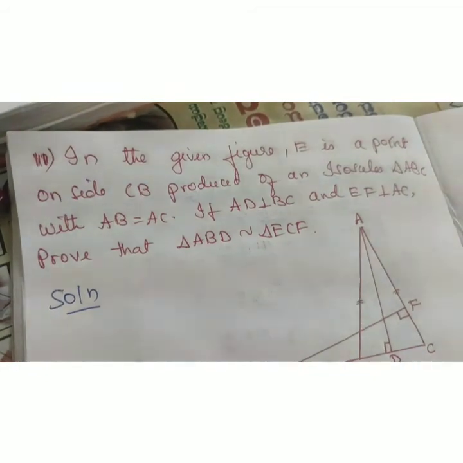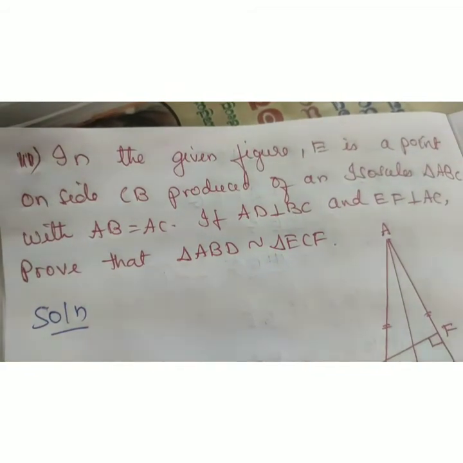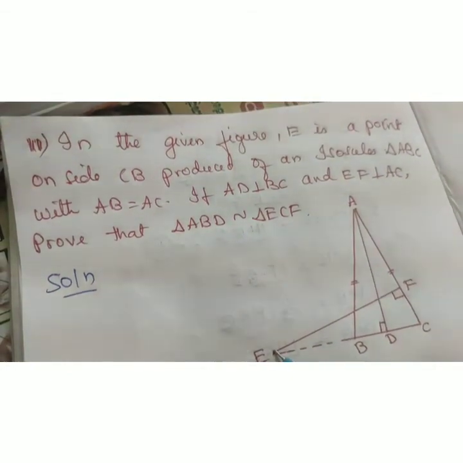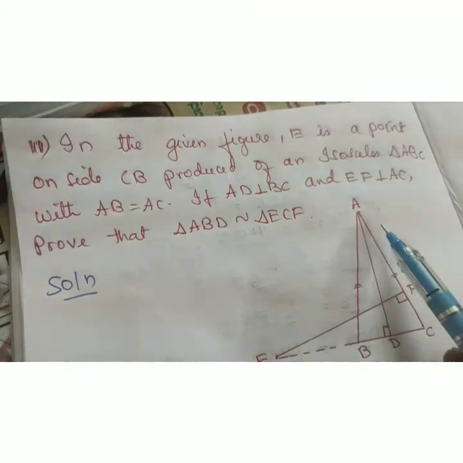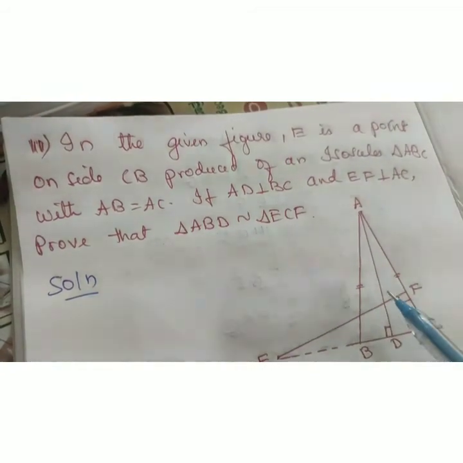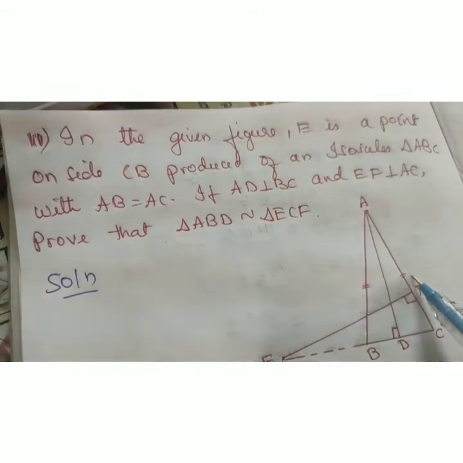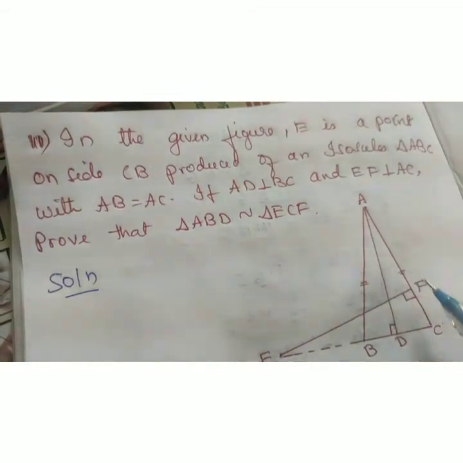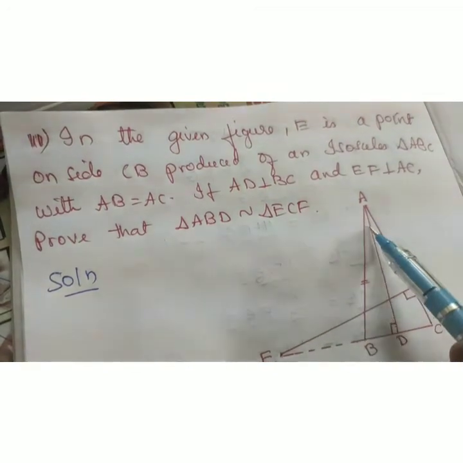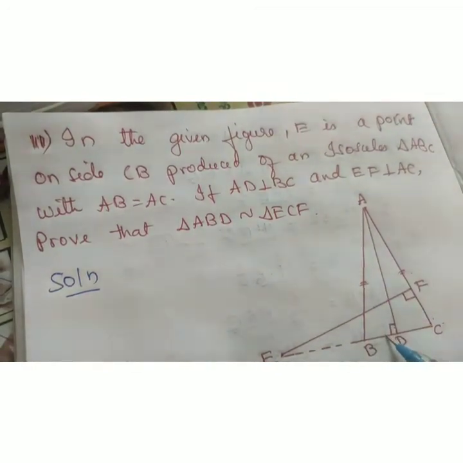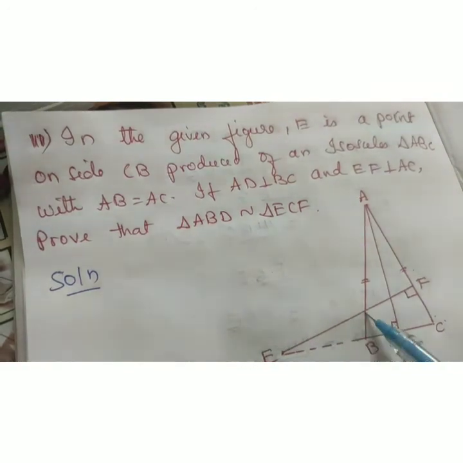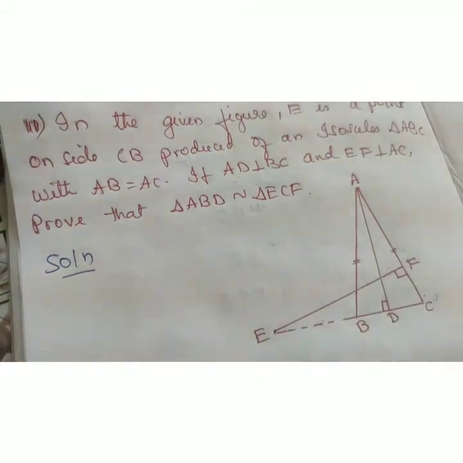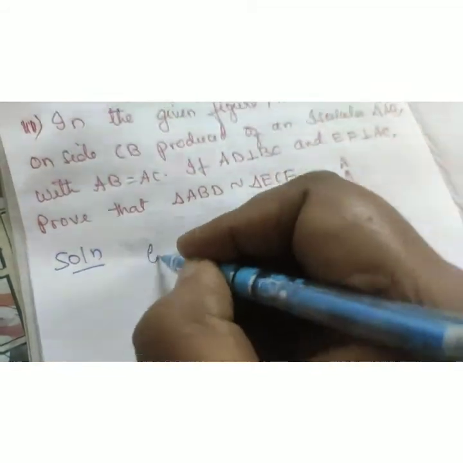Now let us solve the 11th problem. In the given figure, E is a point on side CB produced of an isosceles triangle ABC. ABC is an isosceles triangle, therefore AB equals AC. If AD is perpendicular to BC and EF is perpendicular to AC, prove that triangle ABD is similar to triangle EFC.